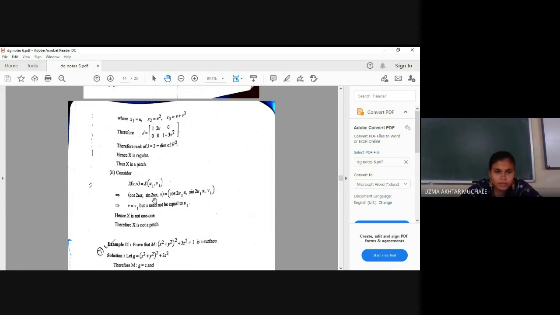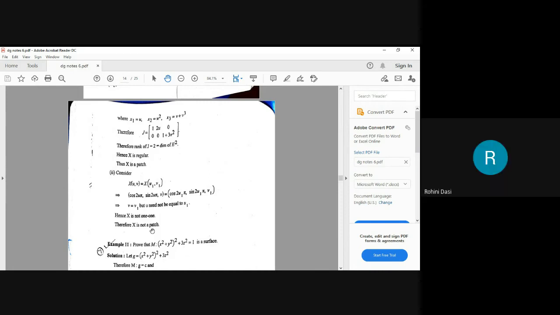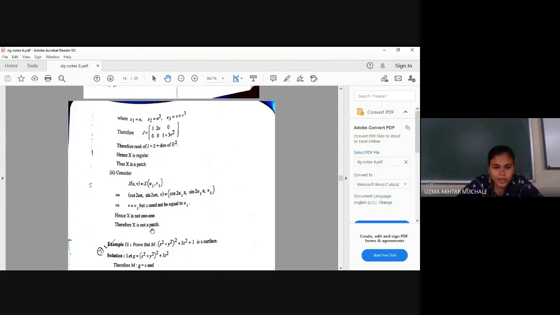Why is this so? Because sine n pi is 0, for every integer n, sine n pi is 0. So hence we cannot say u1 is equal to u2. And hence we can say x is not 1-1, and no need to check the regularity. If x is not 1-1, directly we can say x is not a patch. Okay, have you understood this example? Yes, ma'am. Okay. Should I go for the next?